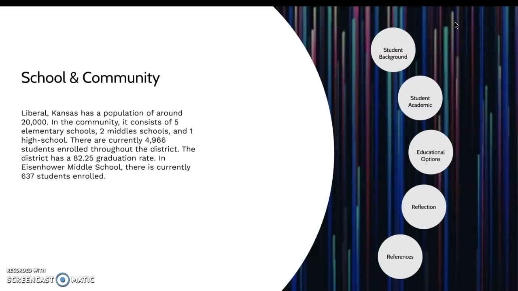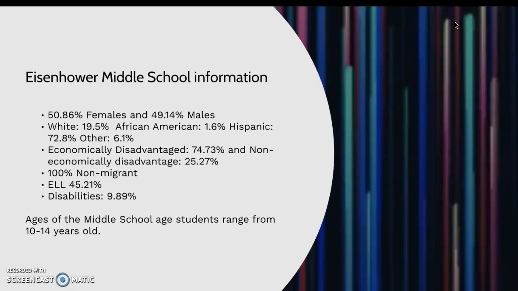Liberal, Kansas has a population of around 20,000. The community consists of 5 elementary schools, 2 middle schools, and 1 high school. There are currently 4,966 students enrolled throughout the district. The district has an 82.25% graduation rate, and at Eisenhower Middle School, where I teach, there are currently 637 students enrolled.